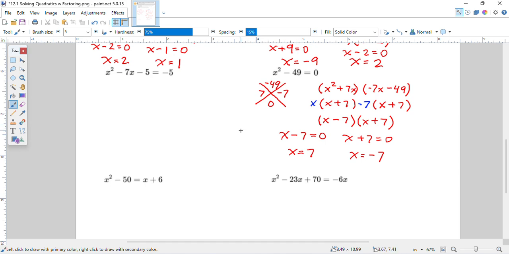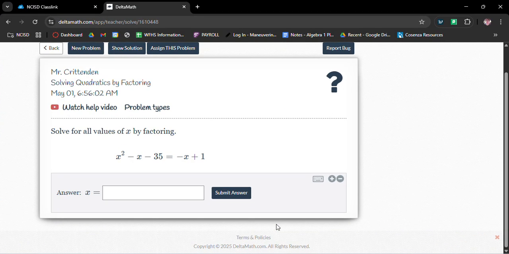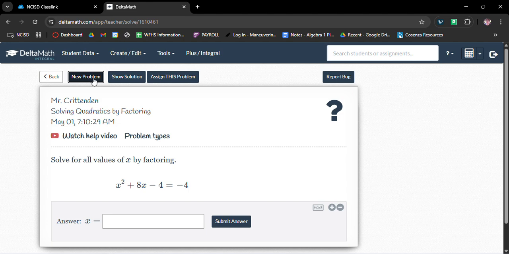I want you to try to practice doing the 3 that we have remaining here. We're going to have some deltas related to this. They look kind of like this. They set it up and they want you to factor it. There are a few problems like this.